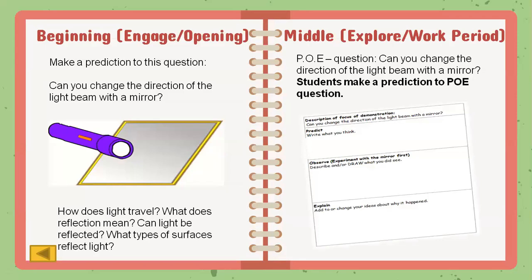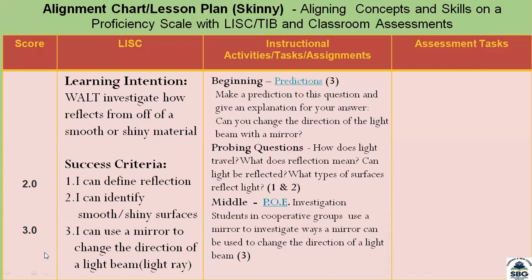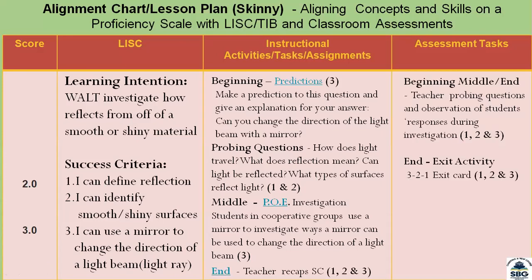The assessment items at the middle part of the lesson require the students to demonstrate how a mirror can be used to change the direction of light, and they must write about it on their log sheet. The ending, the teacher recaps the success criteria.